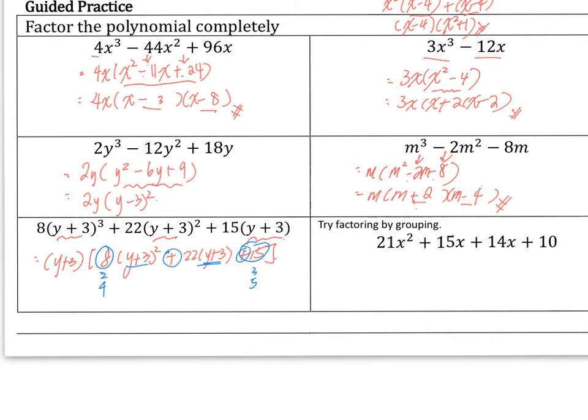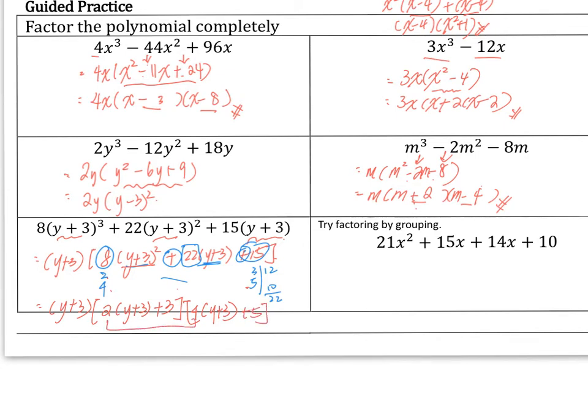also positive here. So 2 times 5 makes 10, and 4 times 3 makes 12. And when you add this together, you get 22, which is the coefficient here. So now we're ready to factor. So I'm going to take 2 times y plus 3 plus 3. That'd be one factor. And I'm going to take 4 times y plus 3 plus 5. That would be my other factor, so we could check.